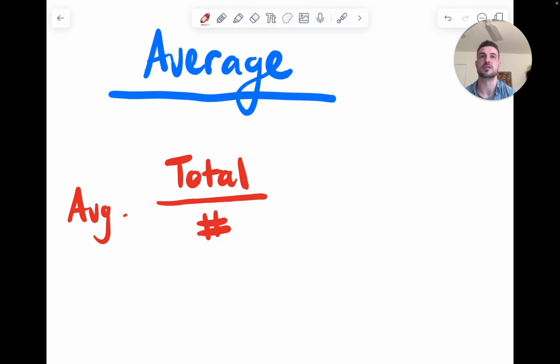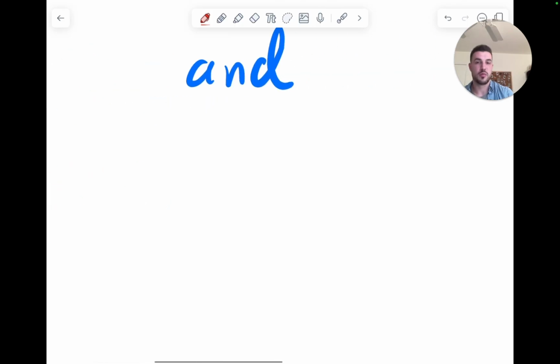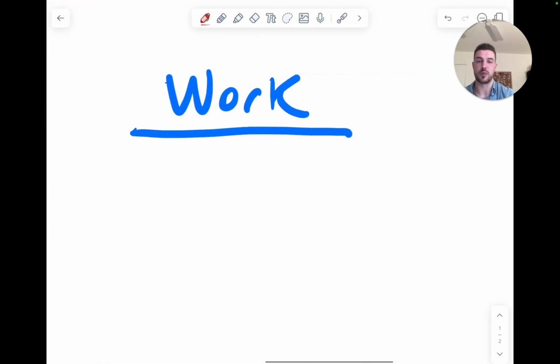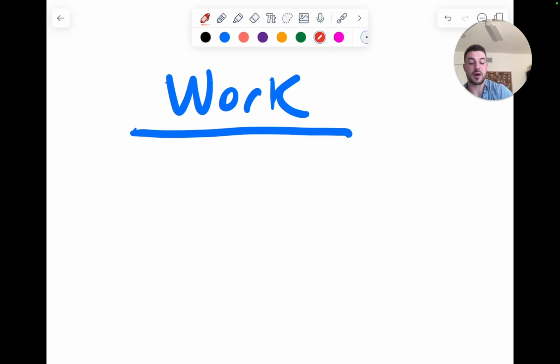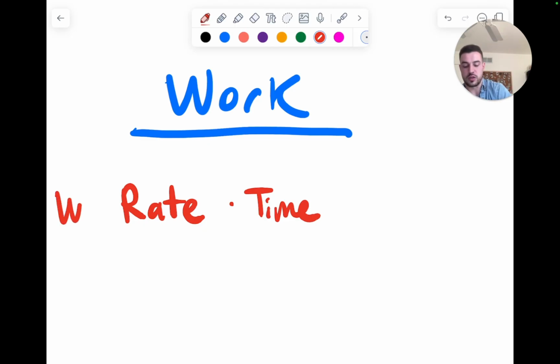Averages are utilized in a bunch of different things that we see quite often. But then we have what we call work problems. Work problems are a little bit newer to us. It's important to remember that the amount of work somebody can do is dependent on two things: their rate, how quickly they're getting stuff done, and how much time they put in. So work is equal to the rate times the time.